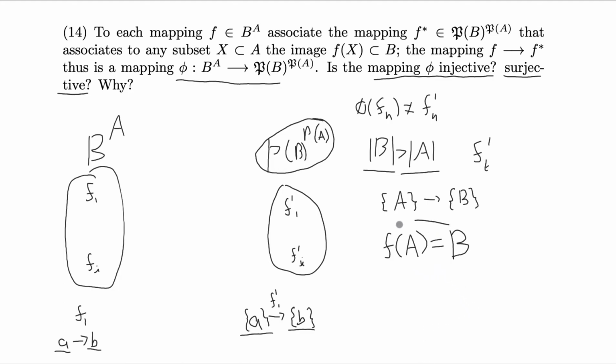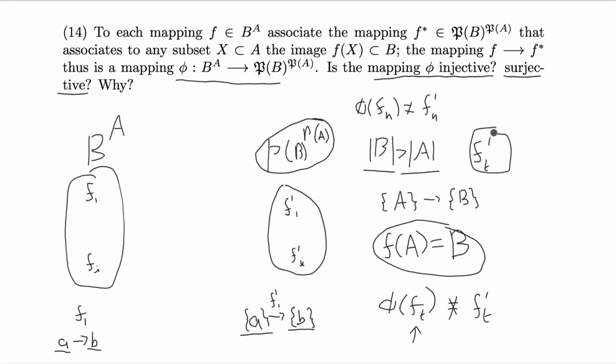So, since there's no mapping that has this, then our map phi will never send anything there; there's never any map to fill in here such that phi of that is equal to f, the total map prime. This is not possible. So therefore, since there's an element in the codomain, the power set of B to the power set of A, namely this special total map, that nothing gets sent to, phi is not a surjective map.